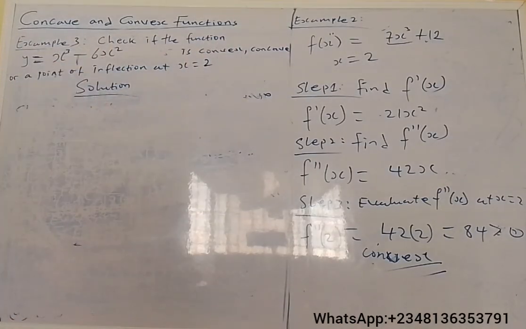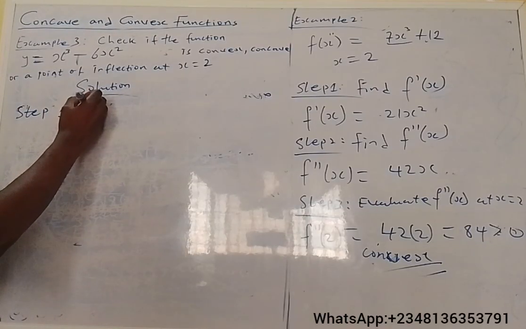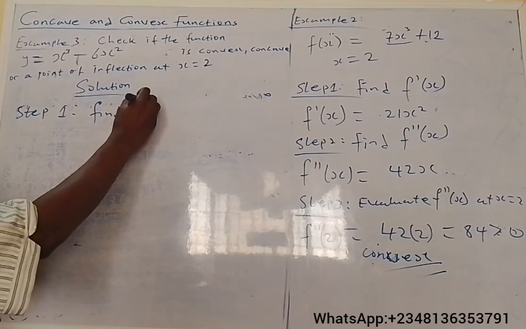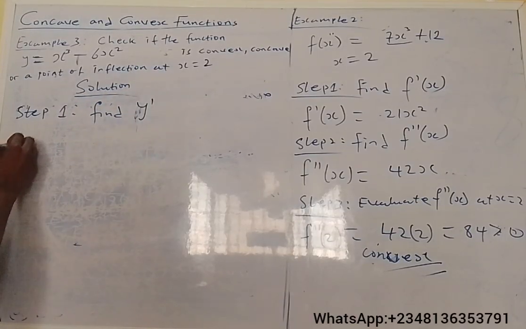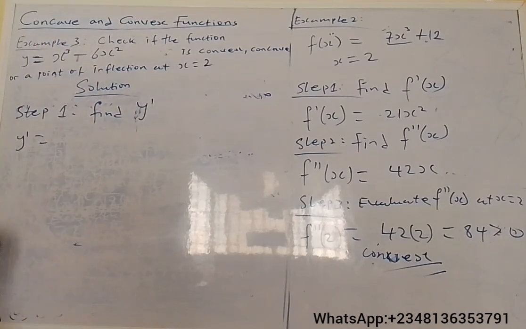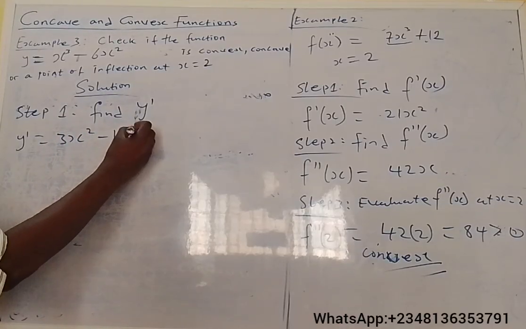So we follow the 3 steps. So step 1. We have to find the first order derivative, that is y prime. So we have to find the y prime of this. We have to differentiate it with respect to x. So we are going to have 3x squared minus 12x.